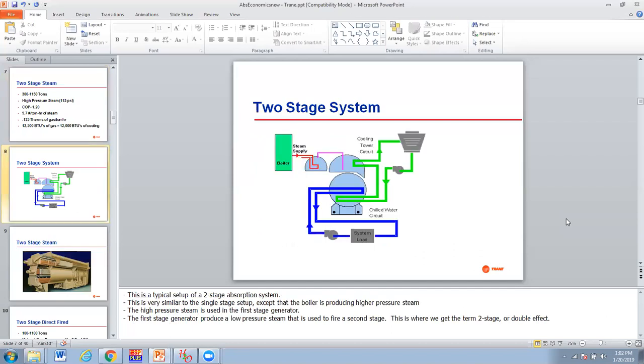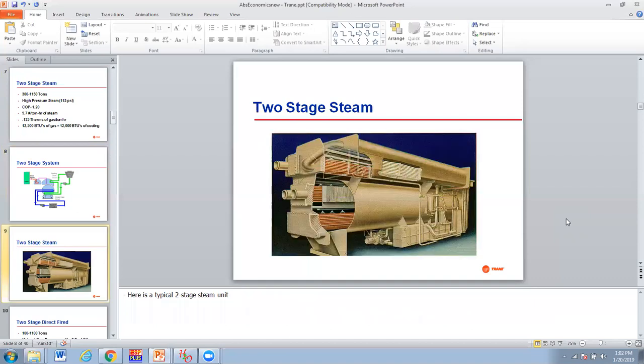This shows a similar diagram as before. We're showing a boiler, which is the first stage of steam. It's producing steam that goes into the first stage generator that then drives the second stage generator, with the cooling tower water and the chilled water circuit. Not much on that, just a picture. It's a little more complicated.